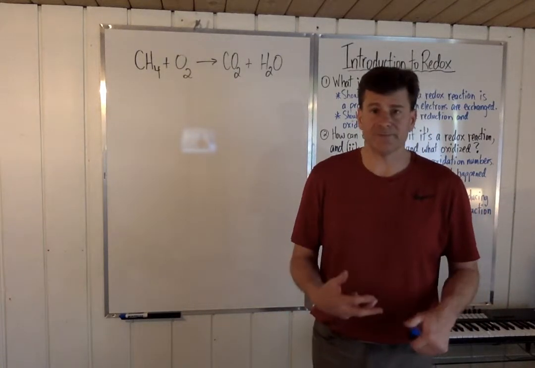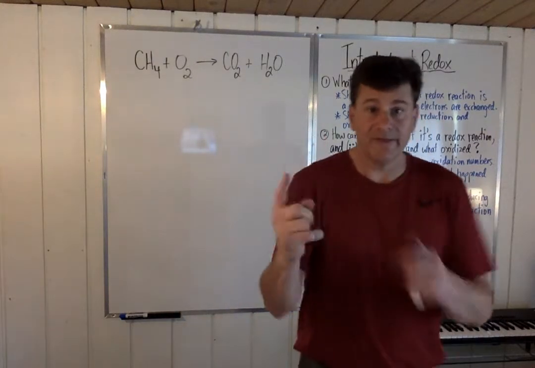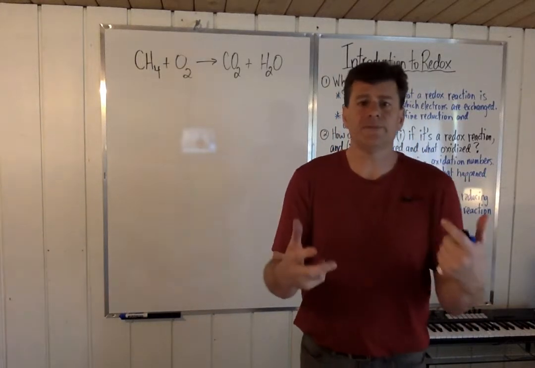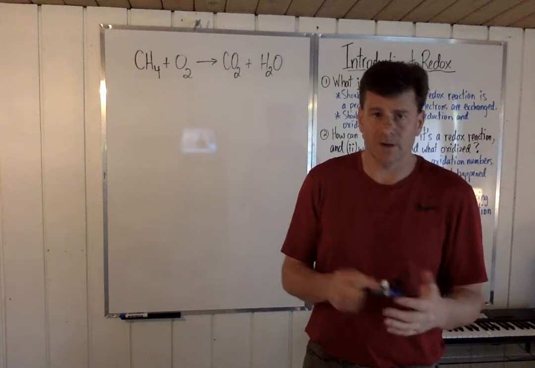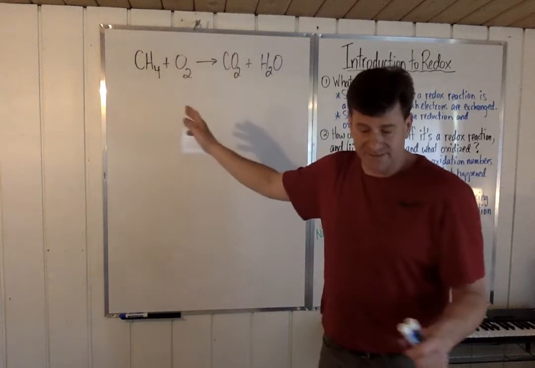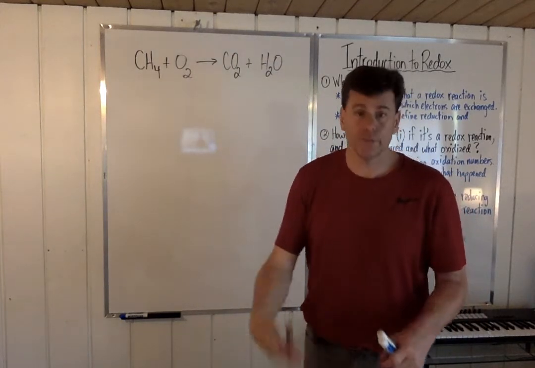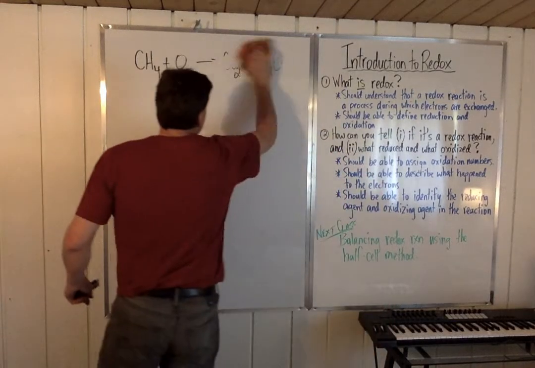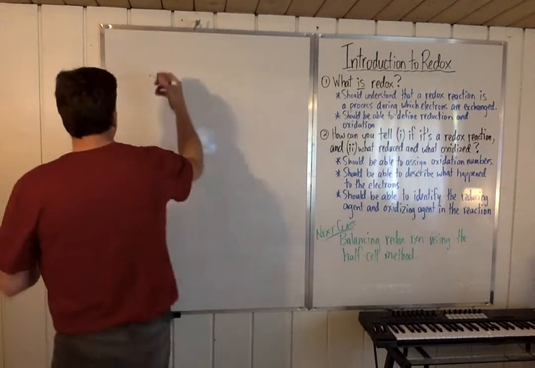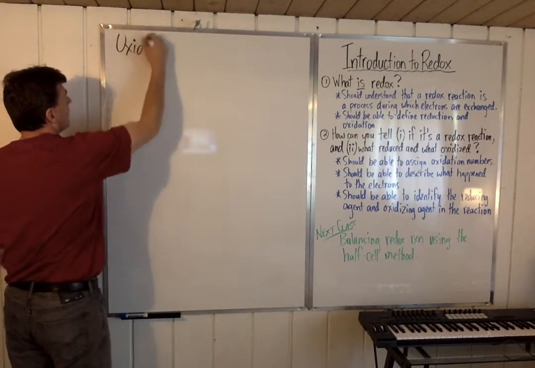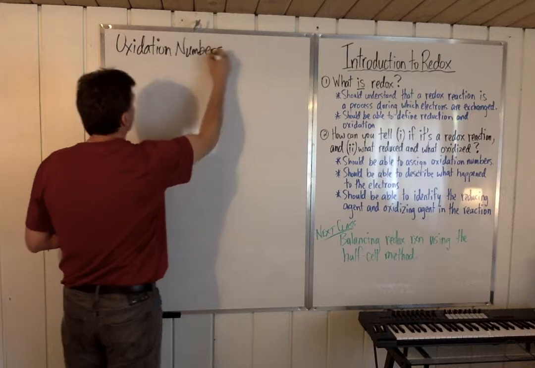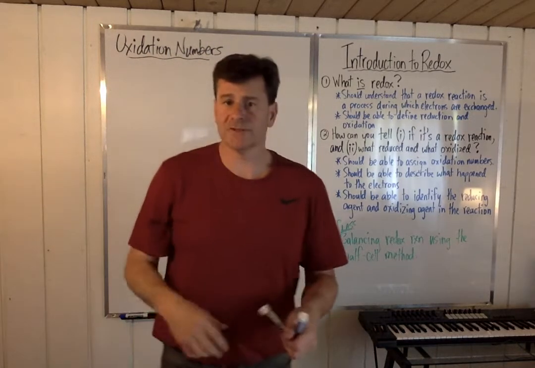Okay, so to be able to look at this thing and say, this atom did this, and this atom did this, and this atom did nothing, you need to be able to assign what's called oxidation numbers. Okay, and so I'm going to erase this. I'm going to come back to this one, and we'll look at it once we go through this oxidation number concept. So we're going to assign what's called oxidation numbers. And so why are oxidation numbers important?